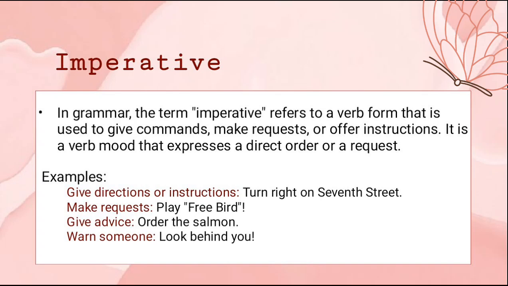So, here are some examples of imperative sentences. Number one, give direction or instruction. Turn right on 7th Street. Next is making a request. Play Freebird. Give advice. Order someone. Warn someone. Look behind you. So those are the examples of imperative sentences that you can use to give a command. So again, we use imperative to give a command or request to someone we are talking or addressing to.